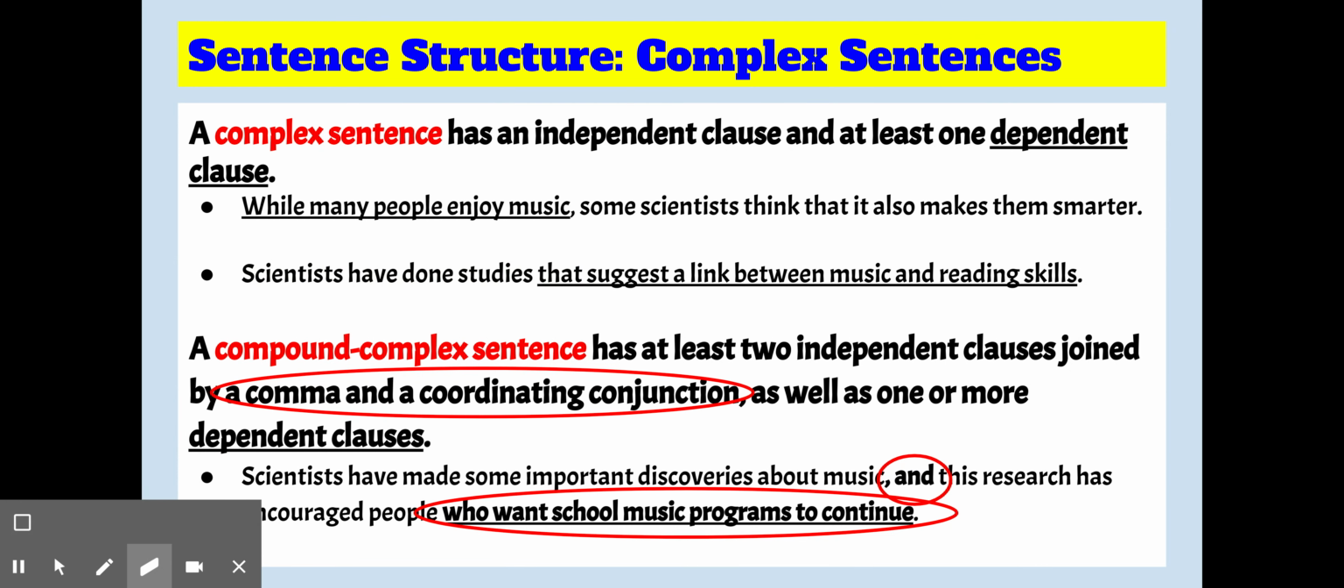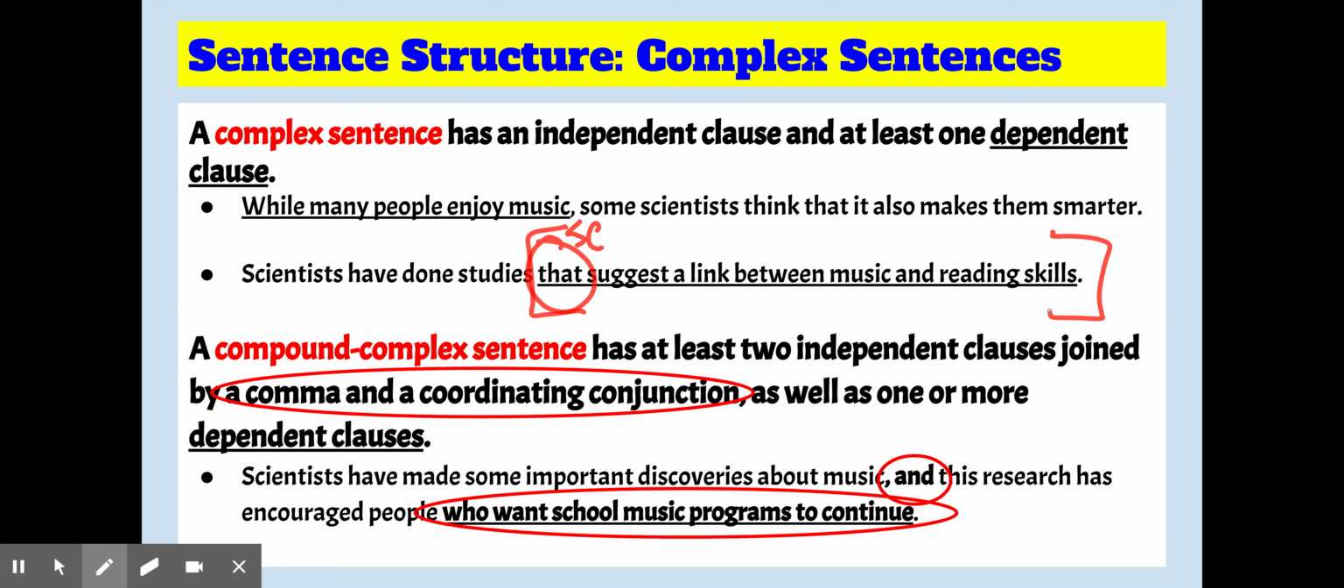I need more information than what it's giving. So we want to make sure: subordinating conjunction, that suggests a link between music and reading skills. This is my dependent clause, and this side is my independent clause: scientists have done studies. That is my understood pronoun. And that, what does it do? It suggests, but it's not enough.